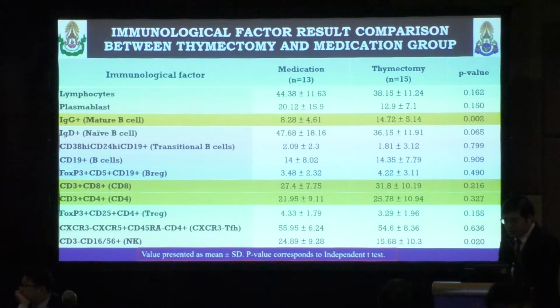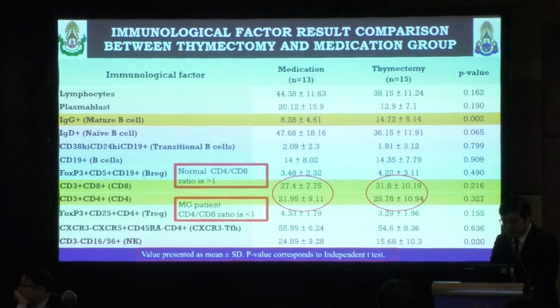This table shows the immunological factors that we found, comparing the thymectomy and medication groups. We found that mature B cell IgG was significantly increased in the thymectomy group. Also, the CD4 and CD8 was an interesting result. We found that normal people have a CD4 to CD8 ratio above 1, but in MG patients, both groups have a reversed ratio, that is, the CD4 to CD8 ratio is less than 1.